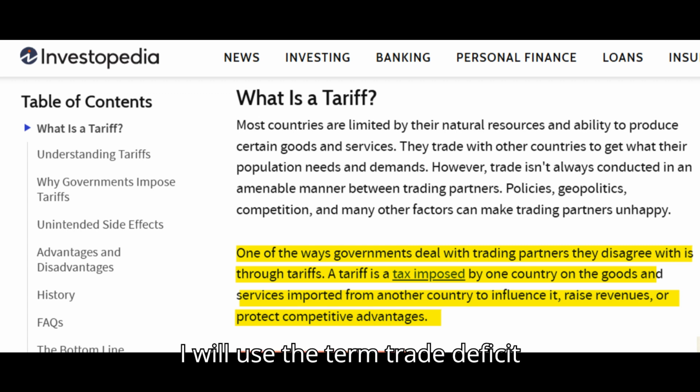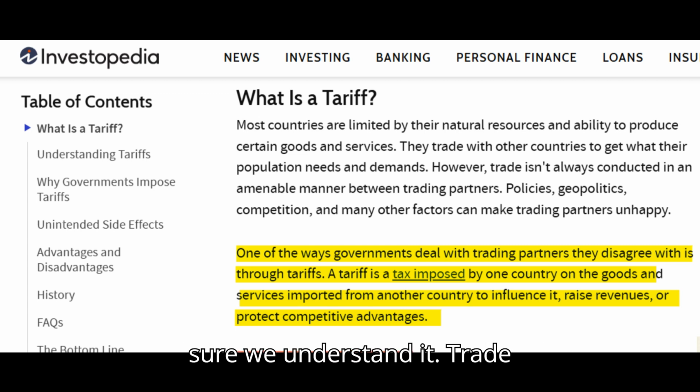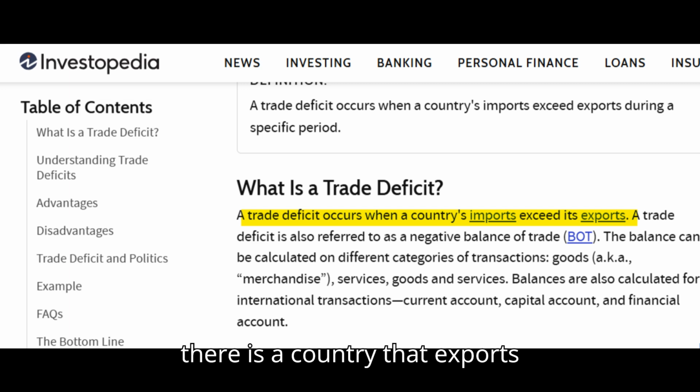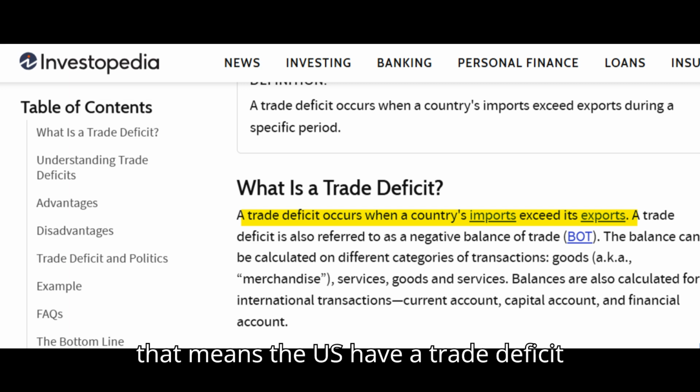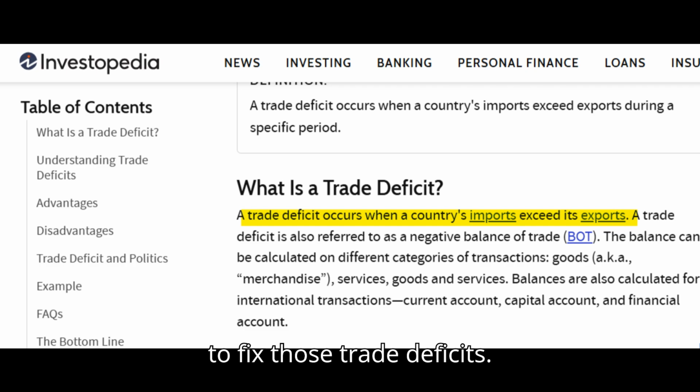trade deficit. I will use the term trade deficit several times in this video, so let's make sure we understand it. Trade deficit is when there is a country that exports goods to the US more than it imports goods from the US. For example, if China exports goods valued at $1 million to the US, while the US exports goods to China valued at $500,000, that means the US has a trade deficit with China. So the whole idea behind those tariffs is to fix those trade deficits.